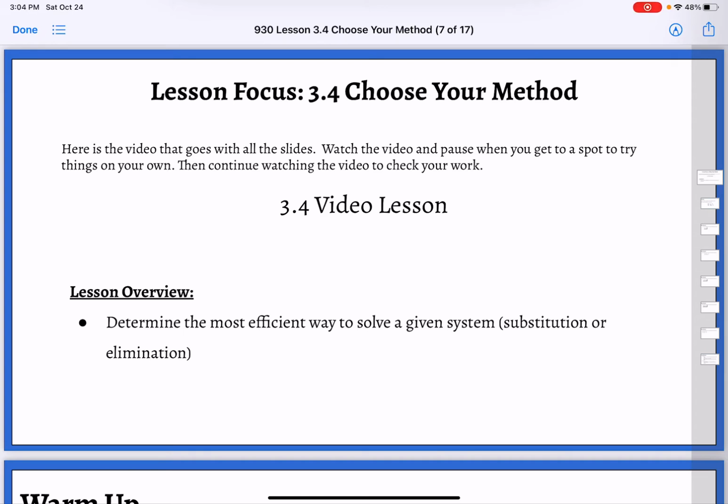All right, now that we have learned 3 different methods to solve systems, one of them being graphing, which is very specific and you can only use when you have a graph, we've learned 2 other methods, substitution and elimination. So in lesson 4 here of Unit 3, we're going to talk about how do we decide which method to use when it doesn't tell us. So we're going to choose our method and we're going to try and figure out what's the most efficient way to solve a given system, either substitution or elimination. So we're not going to learn a new method today, just how do we pick which one to use.